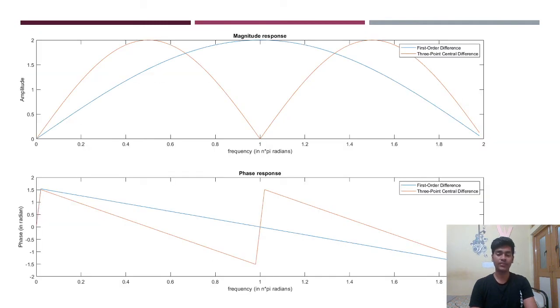Now we have the magnitude and phase response. So the blue line here shows the first order difference filter and the orange line shows the three-point central difference filter.